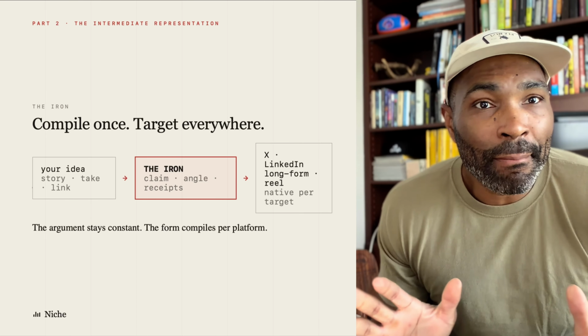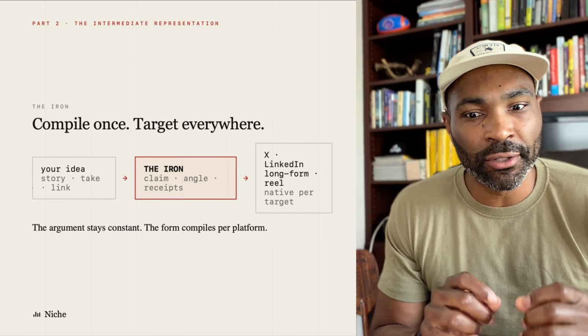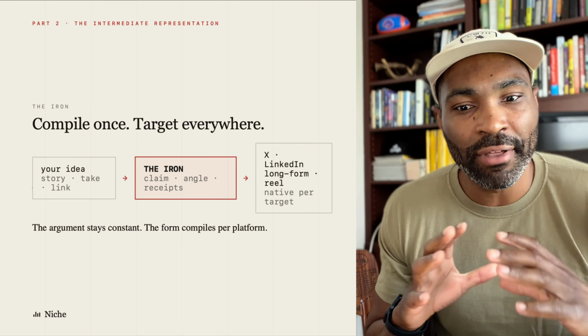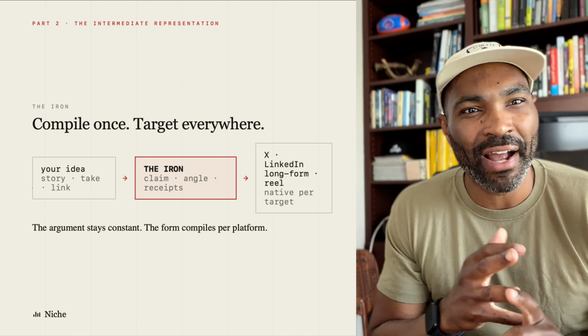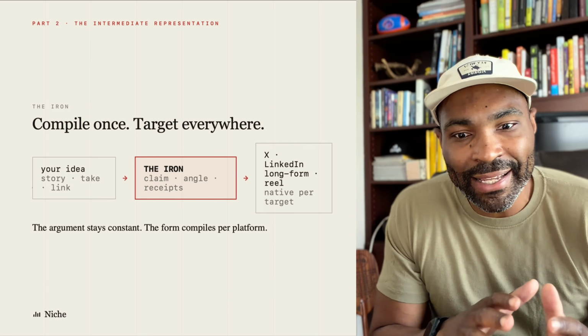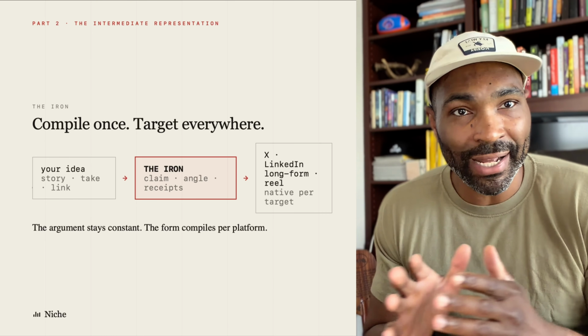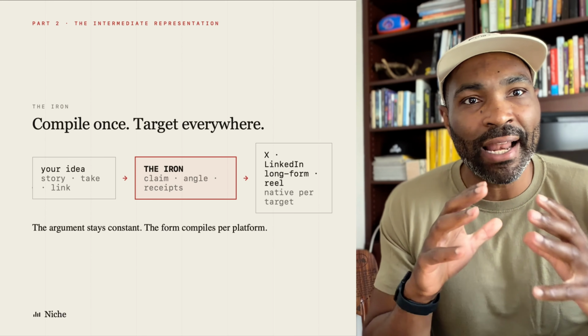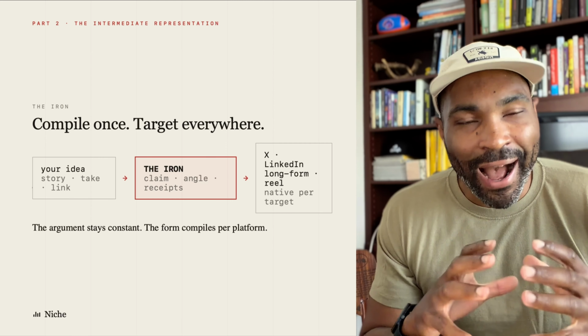So in my mind, content works the exact same way, right? So the middle layer is what I like to call the iron. It's your story, it's your angle, it's the receipts. You get that part squared away first, and then any platform specific shaping happens after that. So you get that iron right, like that refined piece of iron.